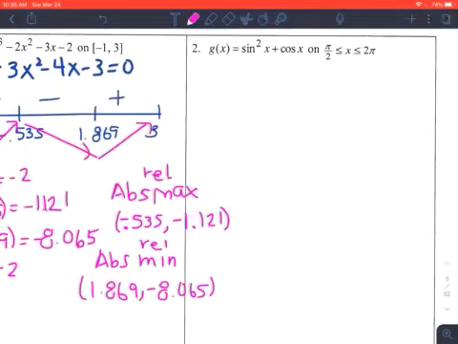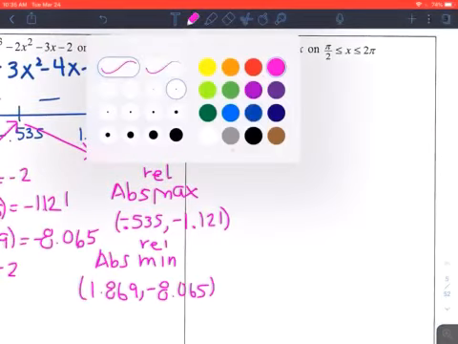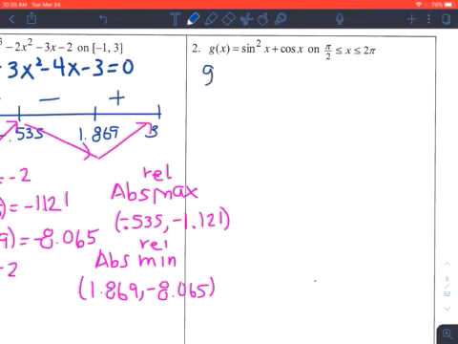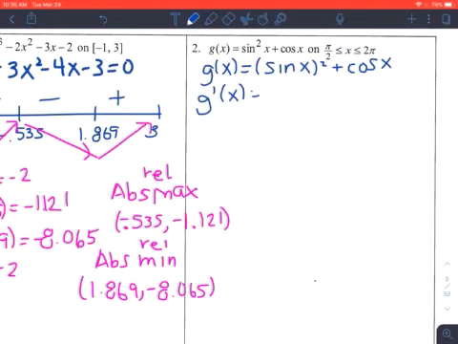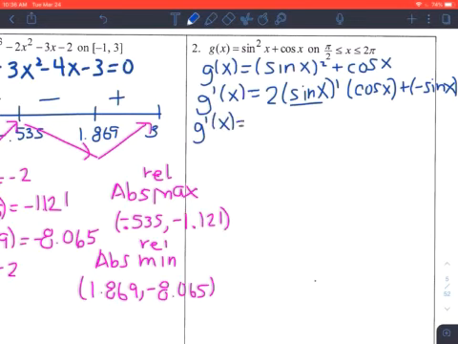Okay, we have this trig function, and I know that kind of weirds you out sometimes, so I want to go ahead and rewrite this one as sine of x squared plus cosine x. And so when we take the derivative, we need to use a little chain rule. So, a little refresher on chain rule: the 2 comes down, we subtract 1 from our exponent, and then we take the derivative of the inside, and the derivative of sine is cosine, plus the derivative of cosine, which is negative sine. So our derivative looks like 2 sine x cosine x minus sine x equals 0.